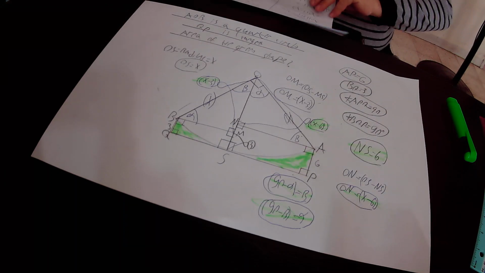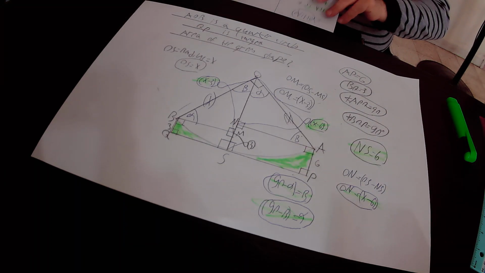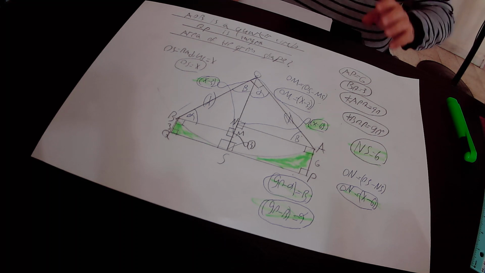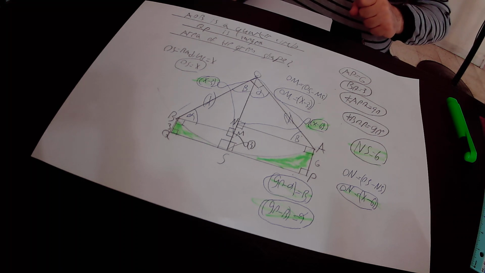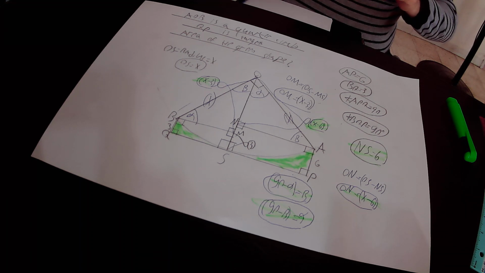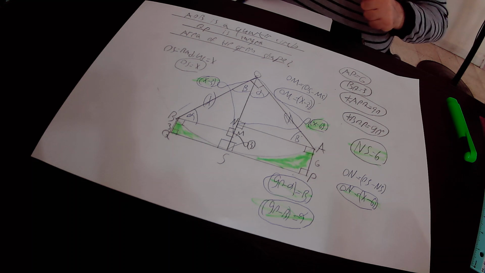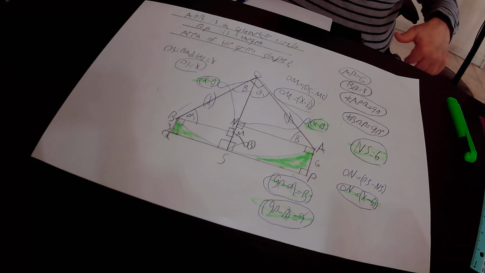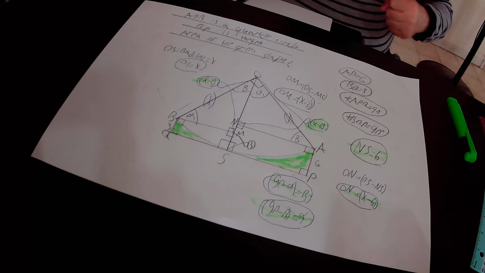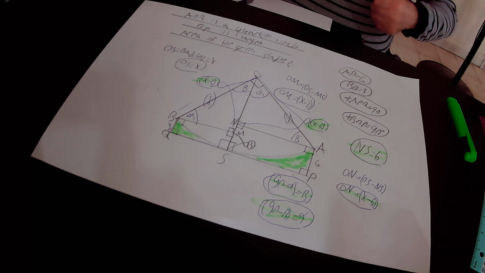So what is the angle side angle rule? The angle side angle rule is that if you prove that two angles and the side included between the two angles in one triangle are correspondingly equal to two angles and the side included between the two angles in a second triangle, then you have proved that the two triangles can go into each other according to the angle side angle rule.